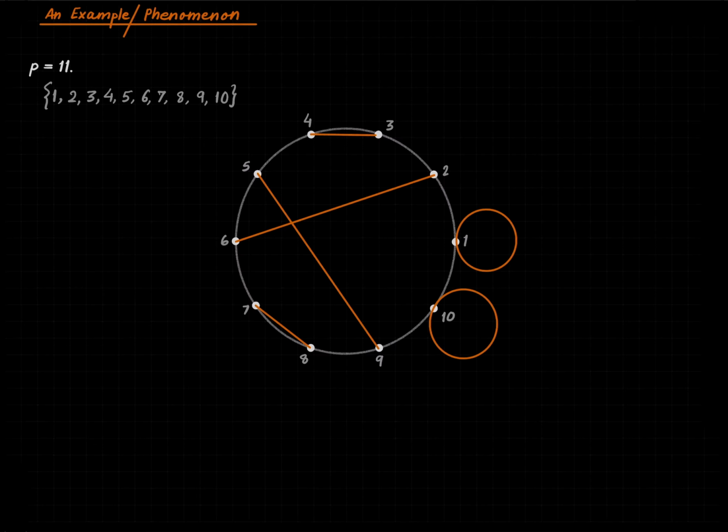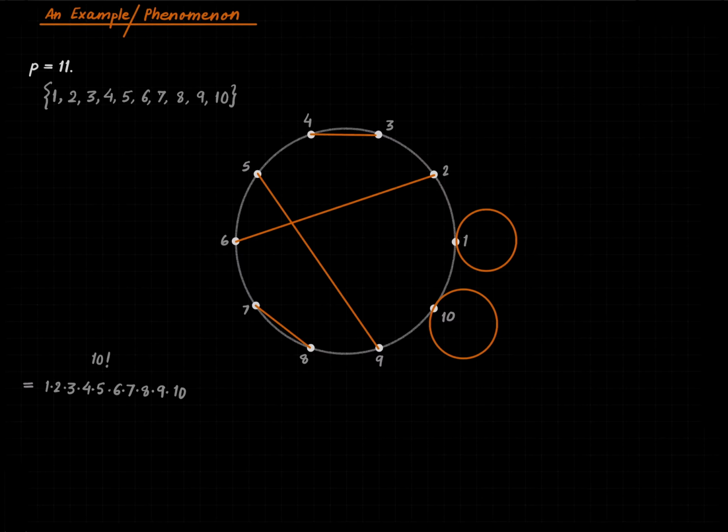So what happens if we multiply all these numbers? Well, modulo p, these will kill each other. So what I'm trying to say is, suppose I try to calculate this product: 1 times 2 times 3, 4, and so on, which is 10 factorial.